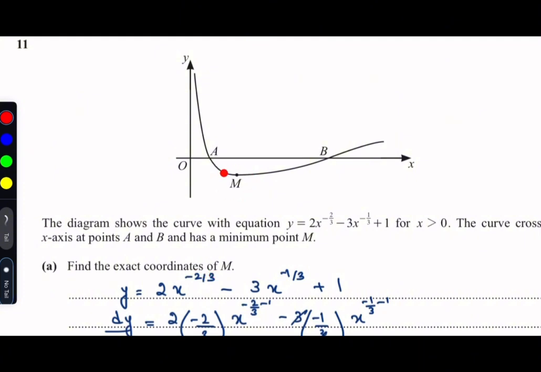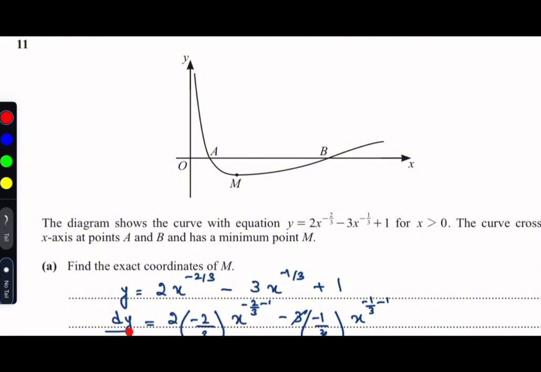M is the minimum point, therefore that gives us the hint that I should be differentiating the equation, and at this point here, my dy by dx value should be equal to 0 because it's the stationary point. So the equation is 2x to the power minus 2 by 3 minus 3x to the power minus 1 by 3 plus 1.